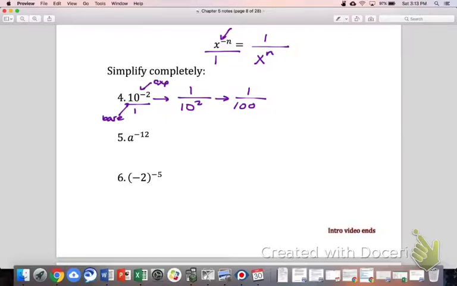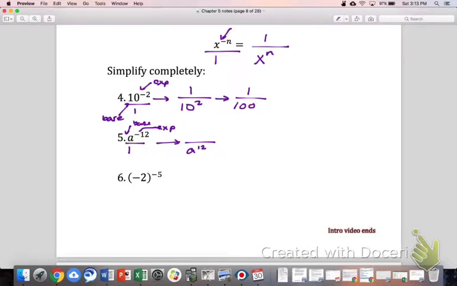Okay, number 5, a to the negative 12. Really similar situation. The a is in the numerator, so I could write it over 1. And I want to recognize that a is the base, and negative 12 is the exponent. So anytime I've got a negative exponent, that tells me to flip the base to the other level. And so since the base is currently in the numerator, I'm going to flip it to the denominator. So it's going to become a to the 12.